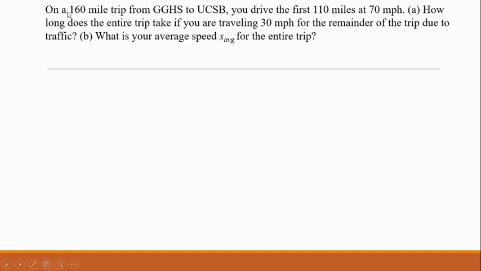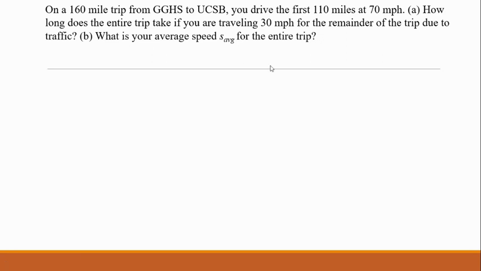The problem states that there's a student going from Garden Grove High School to UC Santa Barbara, and the distance between the two locations is 160 miles. The first leg of the trip, which is 110 miles, was covered at a rate of 70 miles per hour. And then the remaining distance, which was not given to you directly, is covered at a rate of 30 miles per hour. Part A asks us to find the time to go from Garden Grove to UC Santa Barbara. And then part B asks us to find the average speed of the whole entire trip.